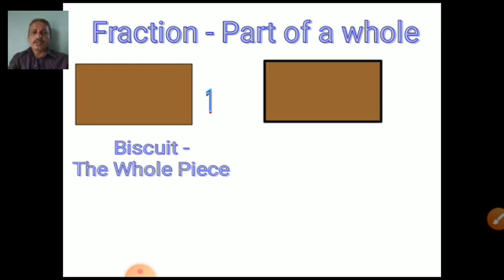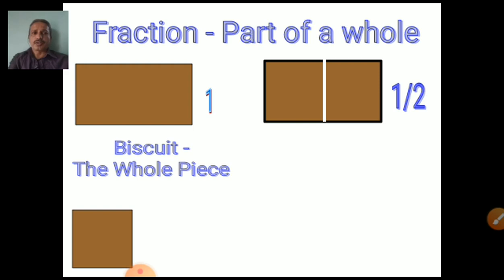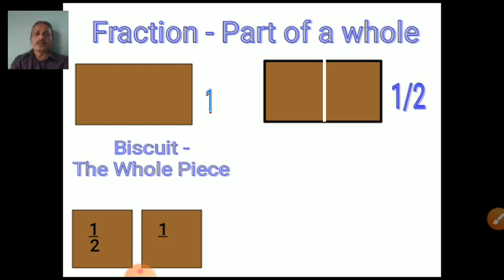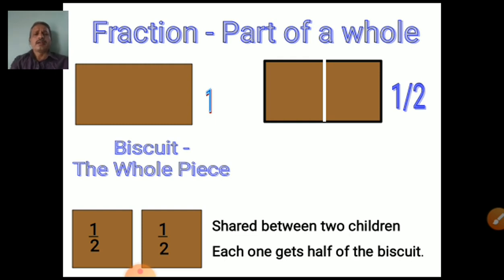In the same way, the second biscuit is here and we can cut it into 2 pieces. See, each piece is said to be 1 upon 2. So this is a fraction. Look at the other pictures. 1 upon 2 is the first part, the second part is also 1 upon 2. When we join both, it becomes a whole, one biscuit. So we can say shared between 2 children, each one gets half of the biscuit.